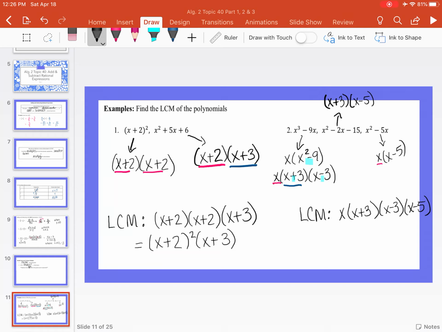Our final polynomial, we have x times x minus 5. Now both our x and our x minus 5 are accounted for, so we don't need to include any more factors in this least common multiple. We are all set right here. Now I did want to make a note that each original polynomial that we dealt with for each of the problems is a factor of this least common multiple.